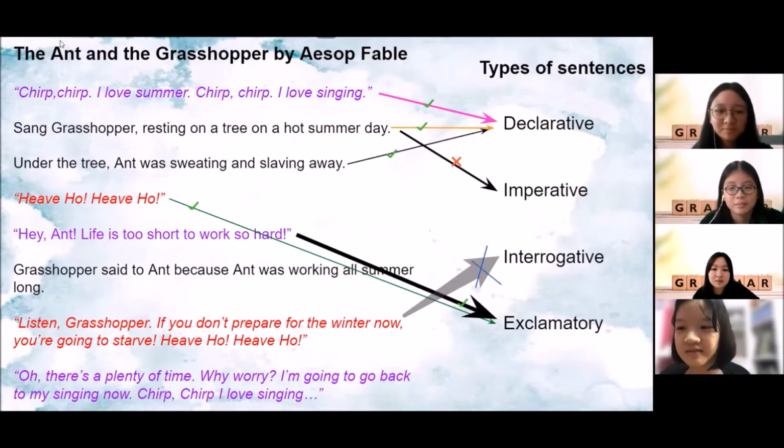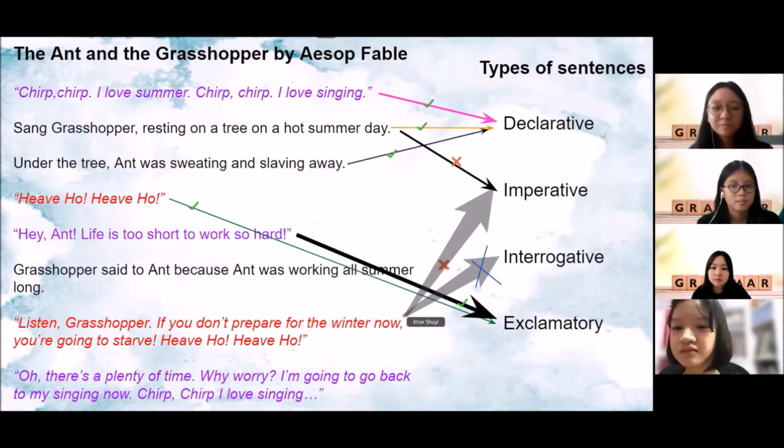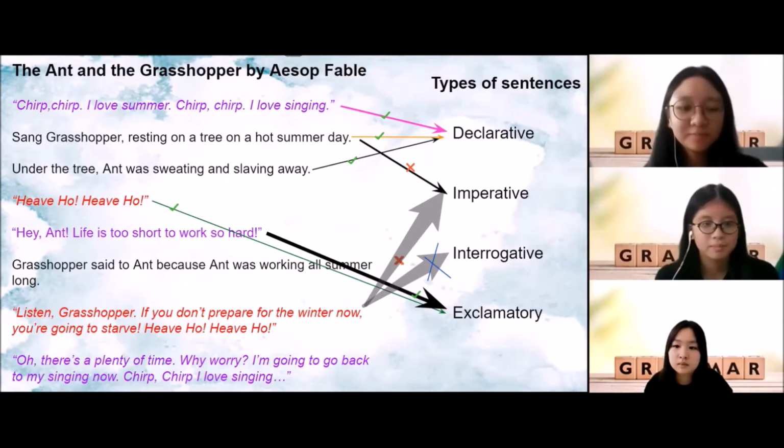Okay. One more chance, Shui. One more chance. Listen, grasshopper. What do you think? It's an order. It's a command. What do you think it is? Imperative. Good girl. If you don't prepare food for the winter now, you are going to starve. You see? He is warning you here, you know. All right, good job. Last sentence, please, for this round.